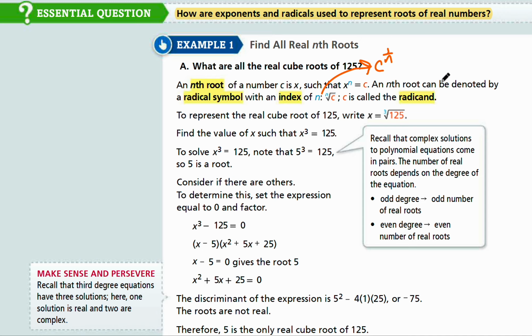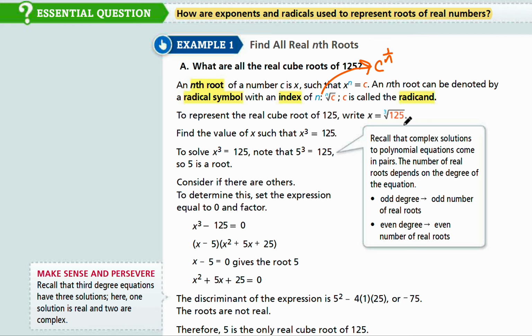To represent the real cube root of 125, write x equals the cube root of 125. Then you're going to find a value where a number to the cube power is 125. And luckily, we have an integer: 5 cubed is equal to 125. So 5 is a real root. Let's see if there are other roots.